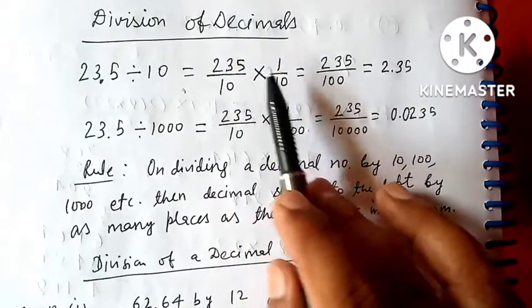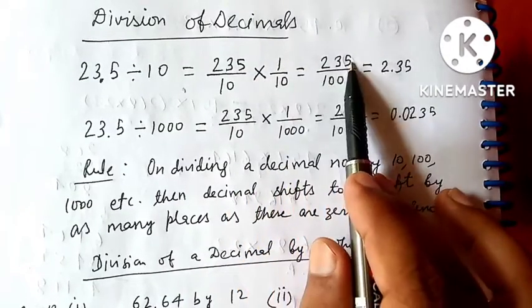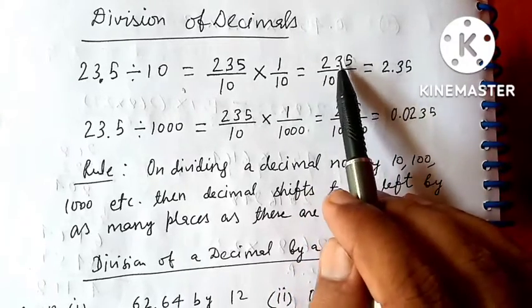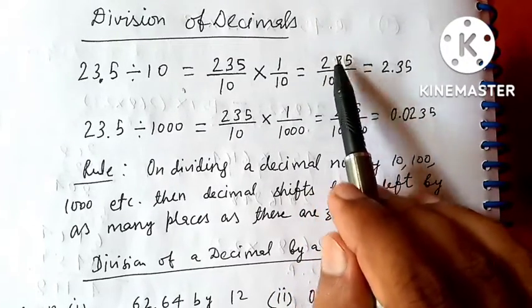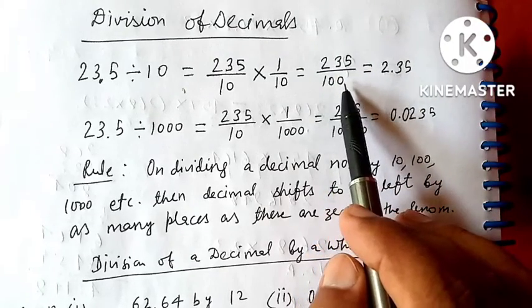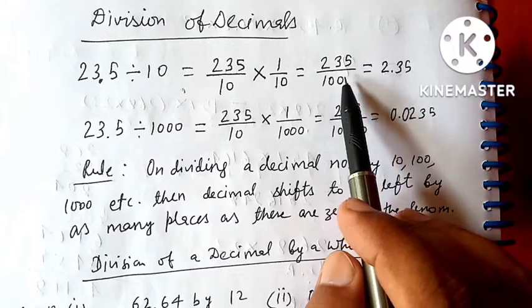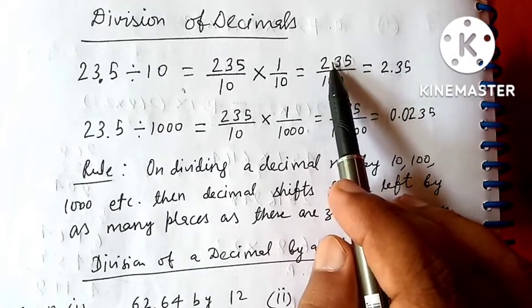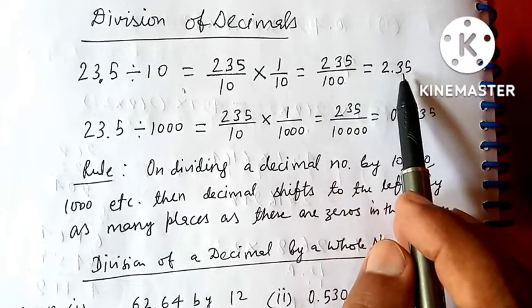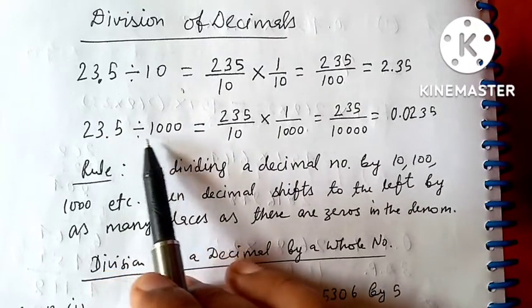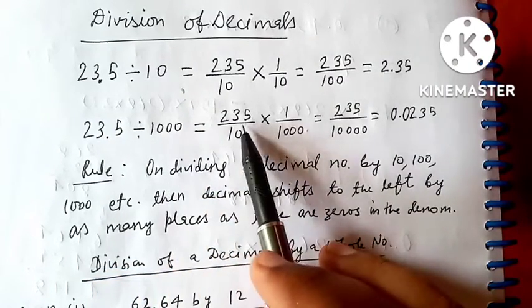It is 1 by 10. 235 into 1 is 235. 10 into 10 is 100. Now we have to convert this into decimal. As there are two zeros, put the decimal so that there are two decimal places. So you must put the decimal between 2 and 3. So it is 2.35.